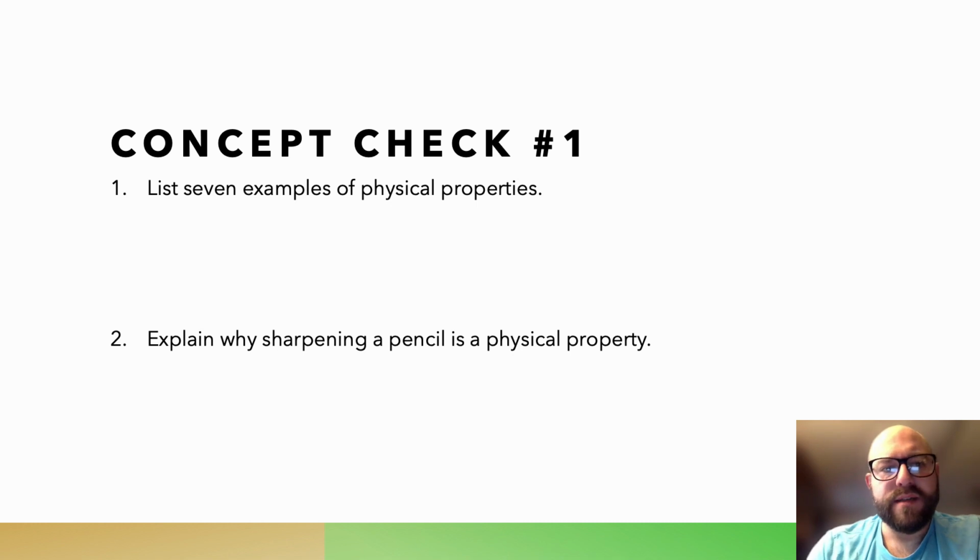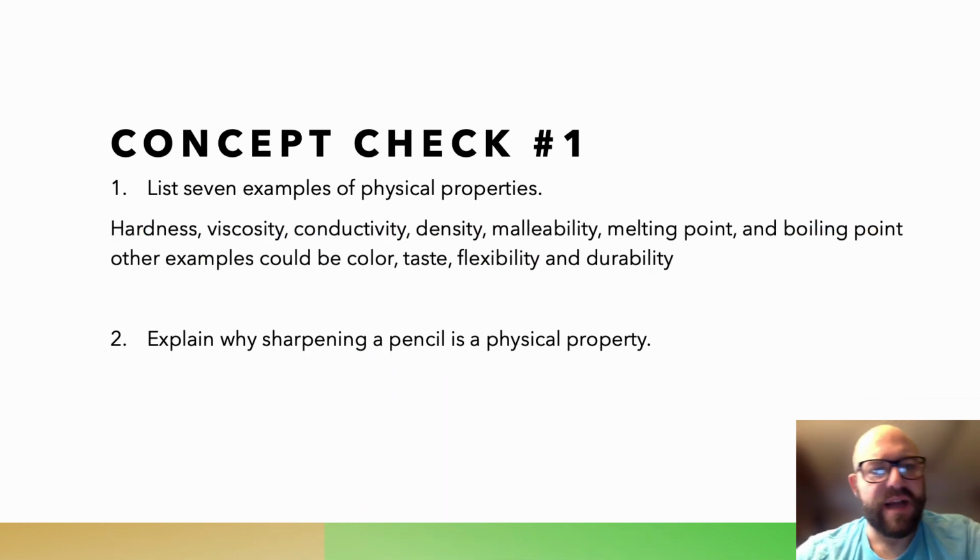Question 1. List 7 examples of physical properties. Hardness, viscosity, conductivity, density, malleability, melting point, boiling point. Other examples could be color, taste, flexibility, durability.